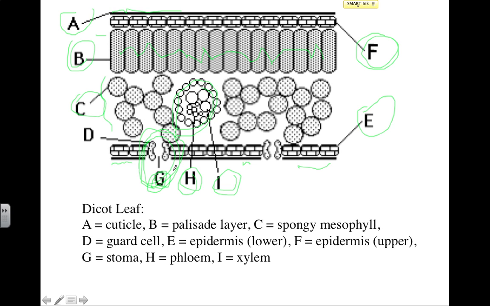And then also on here, it's not labeled, but you'll notice the guard cells. I'll circle a guard cell. The guard cells are going to be able to regulate the opening and closing of those stomata to allow gases in and also prevent water loss. So I believe that's all the structures on your diagram.